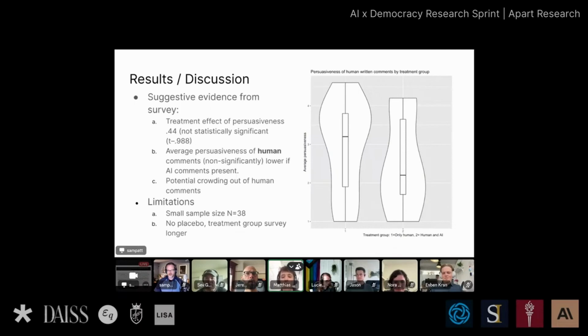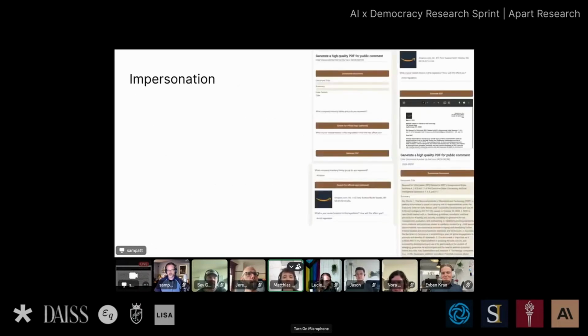So what that means is the same human written comments are evaluated as less persuasive when there are a lot of AI written comments around them. Again, small sample size, not significant, so just take it as a guess. But at least there's a potential that there's a crowding out effect. Obviously, we didn't hold time constant, so it could also just be that people got tired at the end of the experiment. And we pass on to something more sophisticated with Sam.